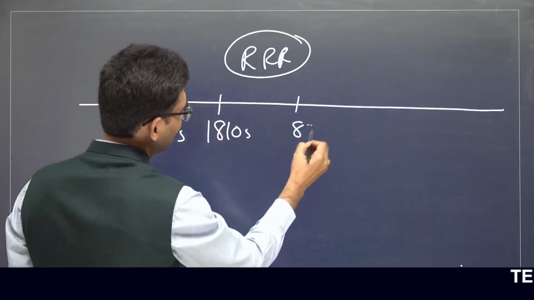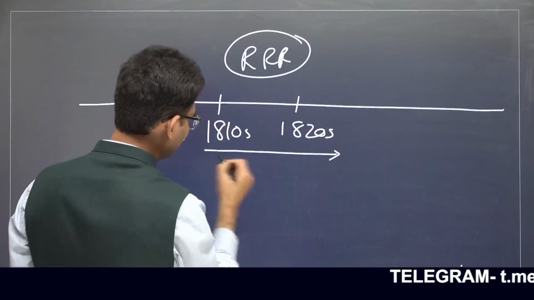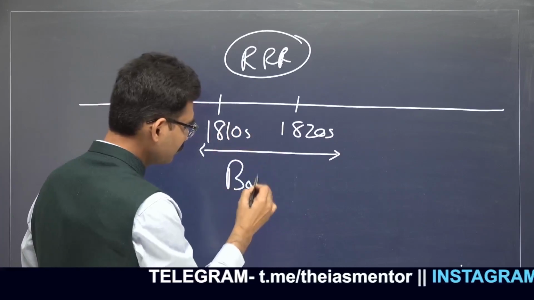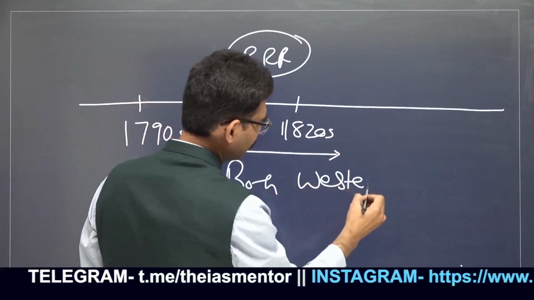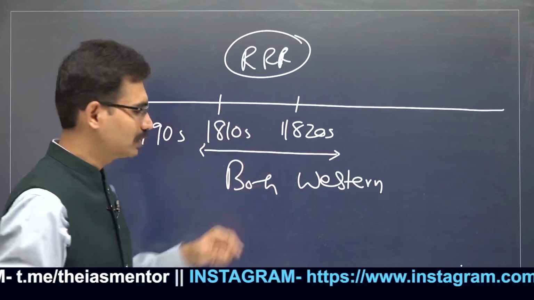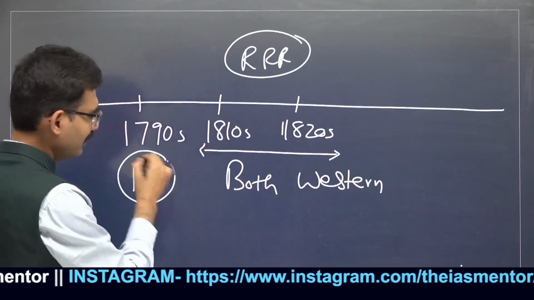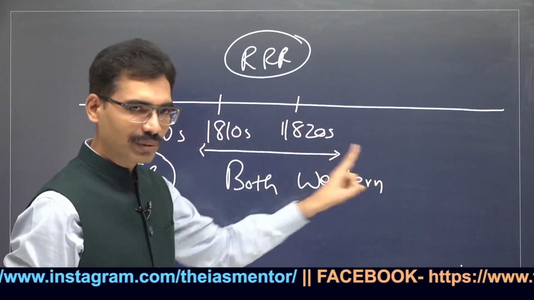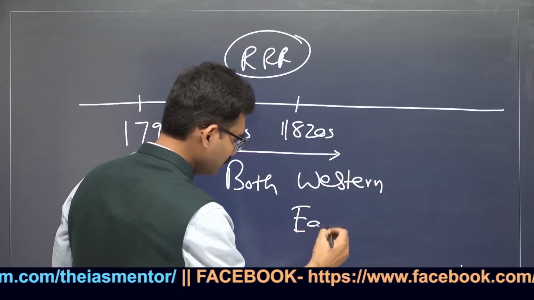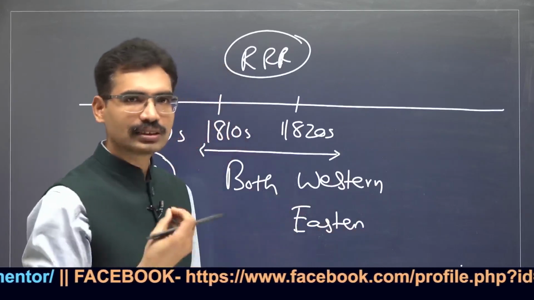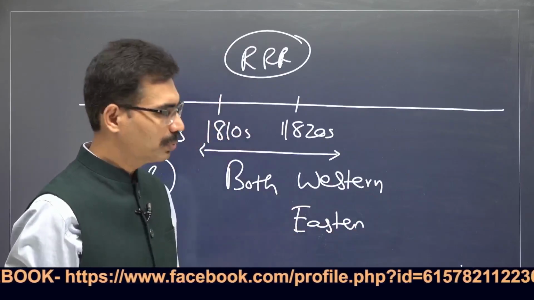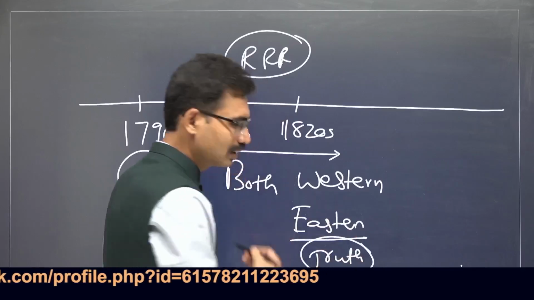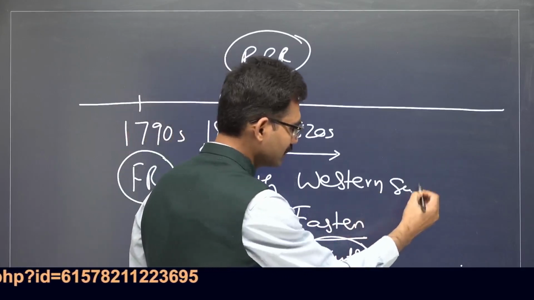In the 1810s and 1820s, he was very much active. He was getting exposure to both Western values, like the French Revolution of 1789 and the European revolutions, and Eastern knowledge. He personally learned Sanskrit, Arabic, Persian, and Hebrew, to know what is the real truth in Oriental subjects and what is the real truth in Western subjects.